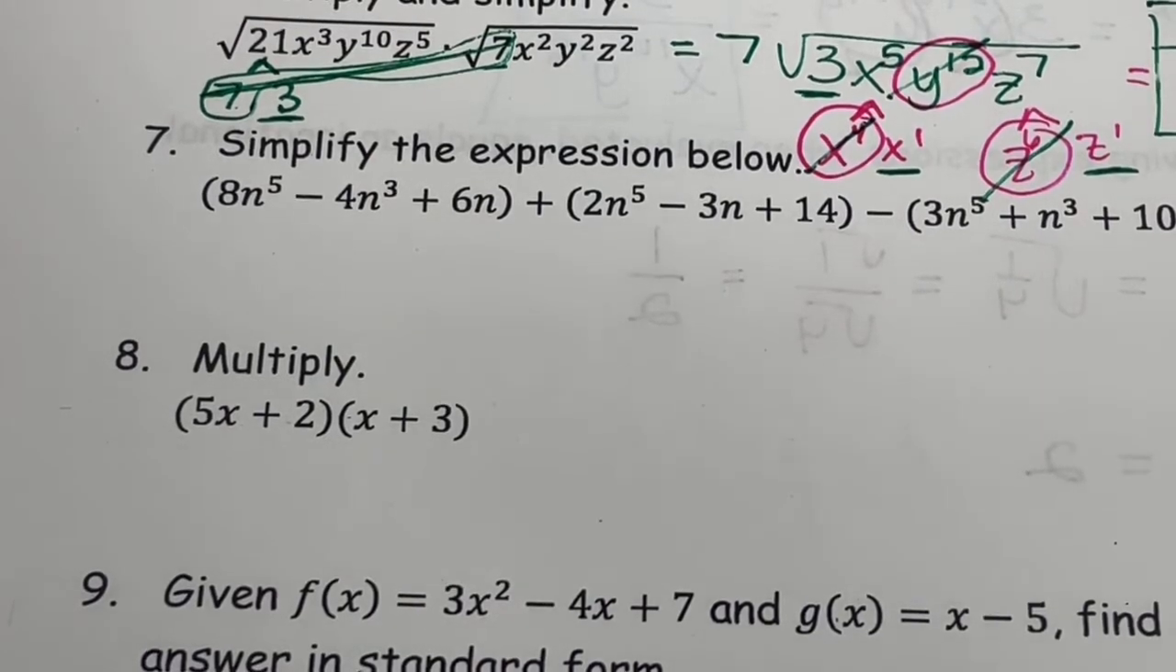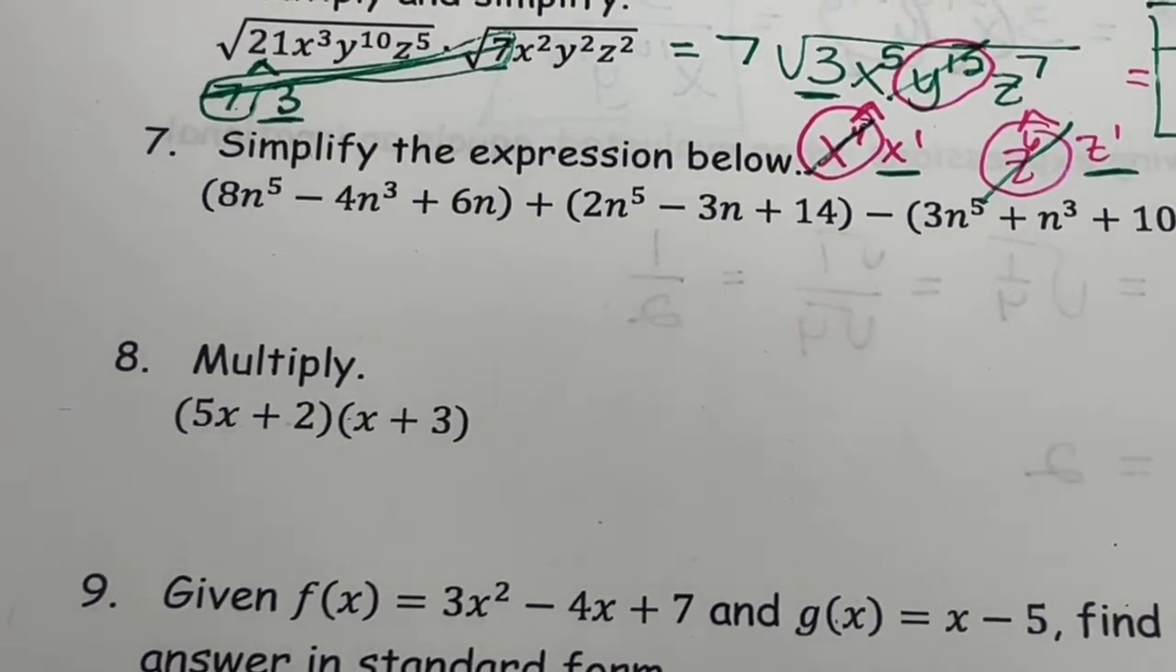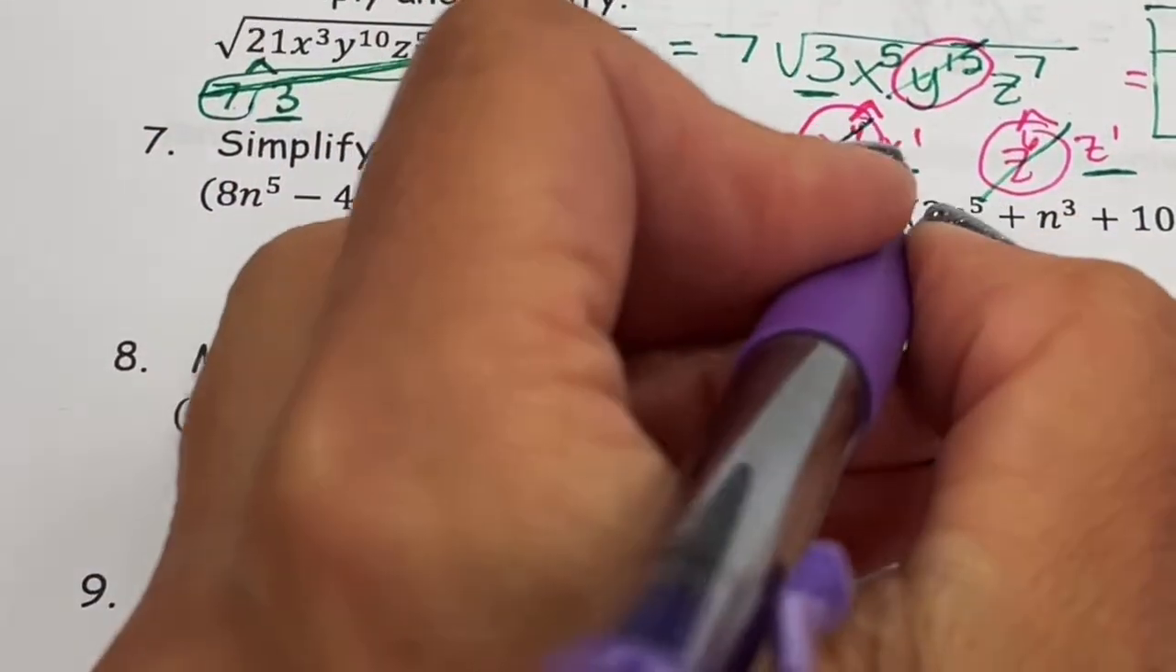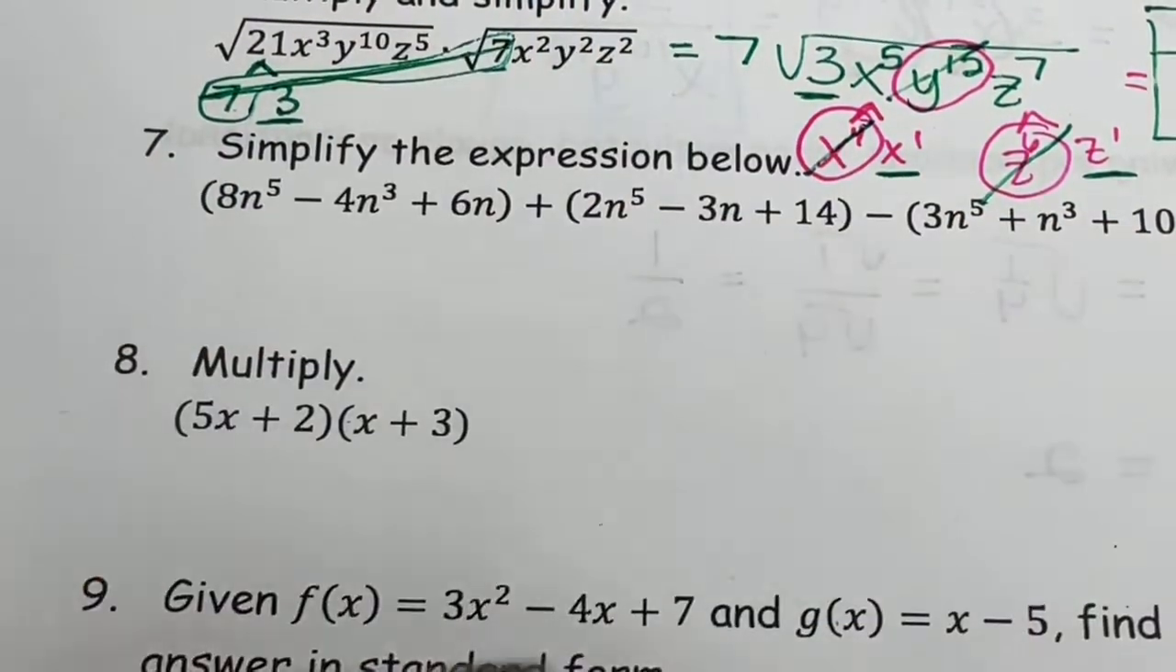All right, number 7. Simplify the expression below. So here's how I would do this, especially because I know Bryant, I know he doesn't like to write a lot of work. Not meaning to call you out, Bryant, but yeah. Here's a quick way to do this.